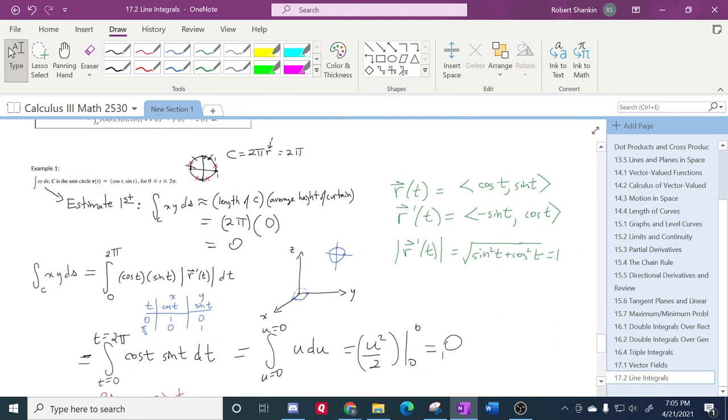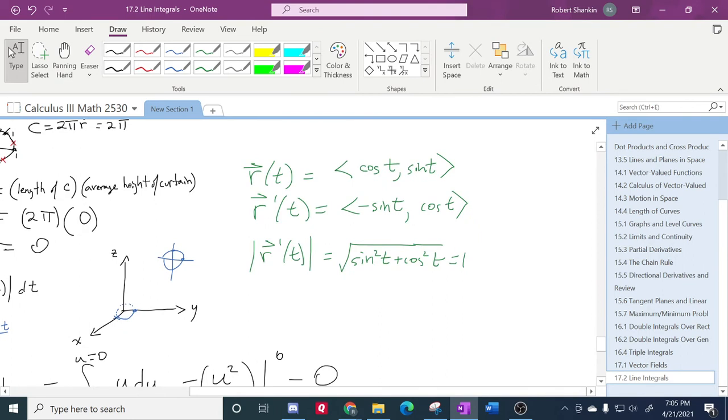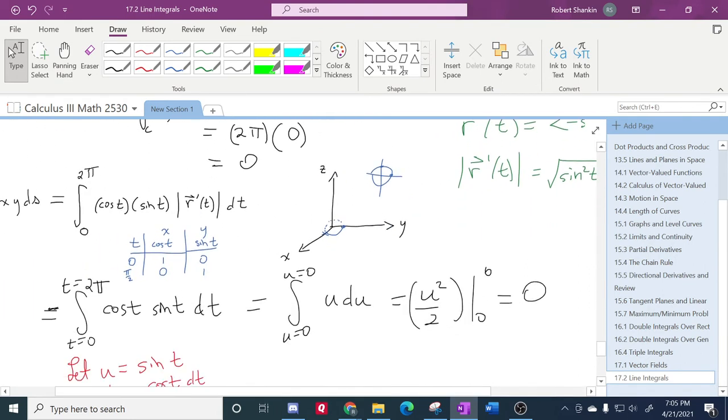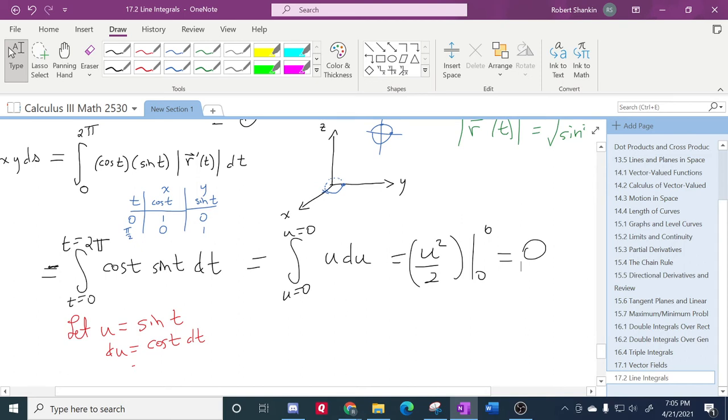Any questions? Wait, so why did that switch from 0 to 2 pi to 0 to 0? When you plug in t equals 0 into this, you get u equals 0. When you substitute t equals 2 pi into here, you also get u equals 0. Oh, I see. That makes sense.